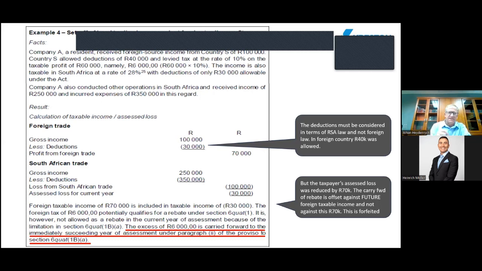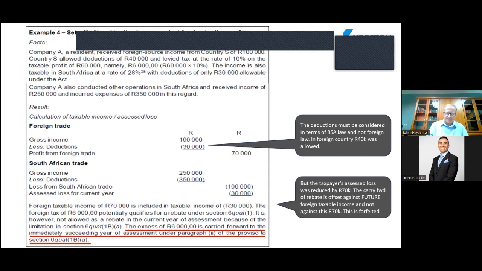So even though you've paid 6,000 Rand, you can't claim it. SARS is not going to pay it back for you. The 6,000 Rand gets carried forward for 7 years. All right. But if you look at the logic of it, you still lose out because your assessed loss has reduced from 100,000 Rand to 30,000 Rand.